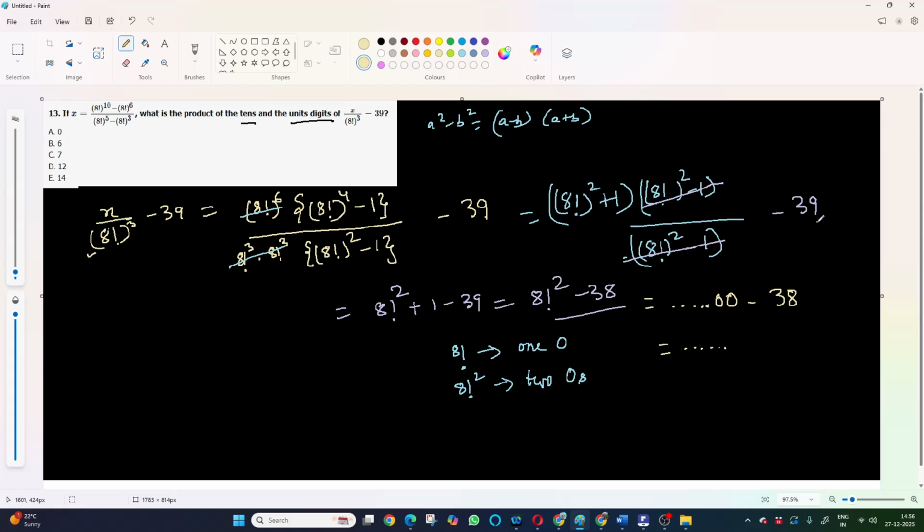So 0 minus 8: if I subtract 8 from this 0, we'll get 2, and then we have a 9 here. 9 minus 3 is 6. Whatever comes beyond this, we don't care, because we are only interested in the tens digit and units digit, which are 6 and 2 respectively. Now we take their product, and we'll have our answer. The required product is nothing but 6 multiplied by 2, which is 12.